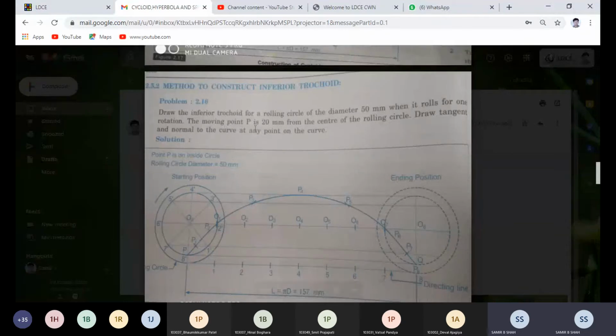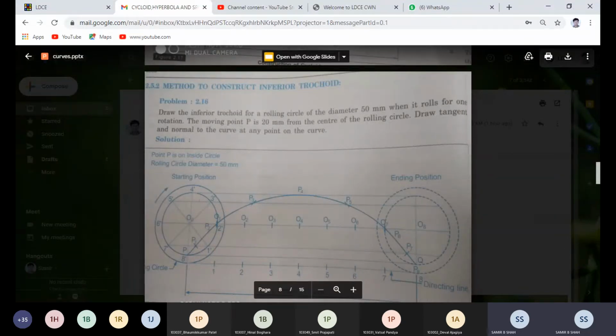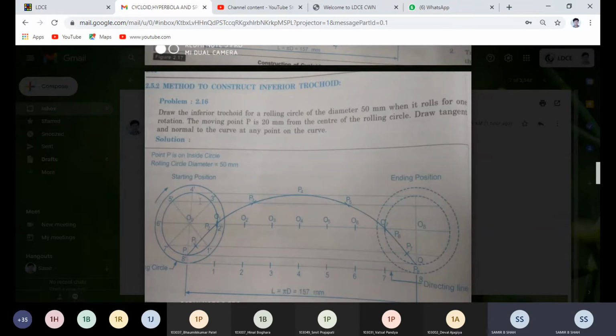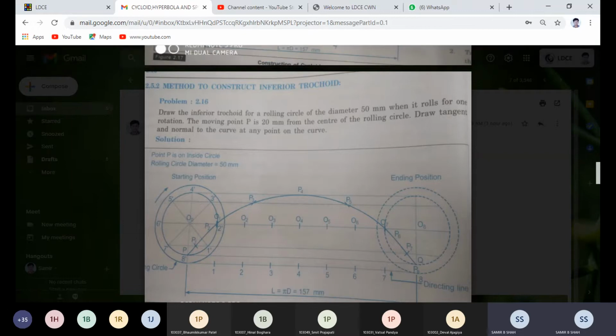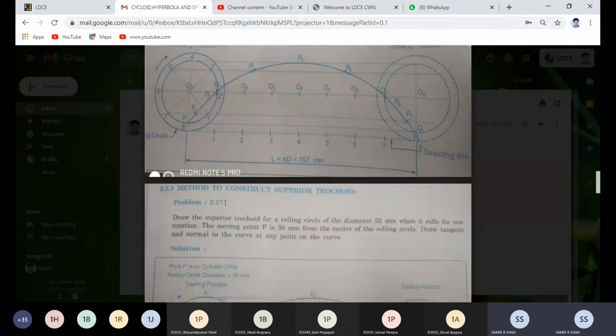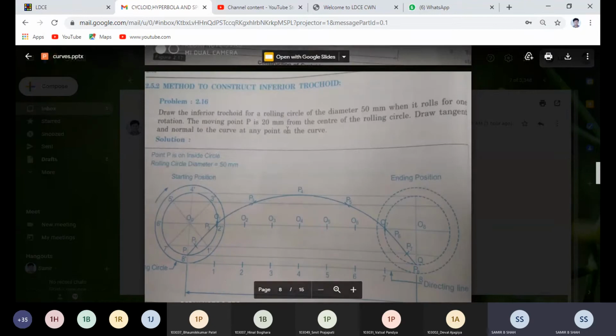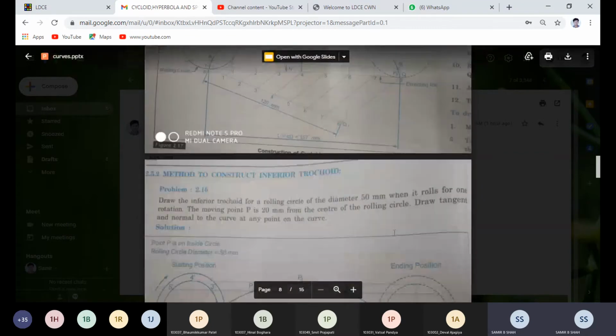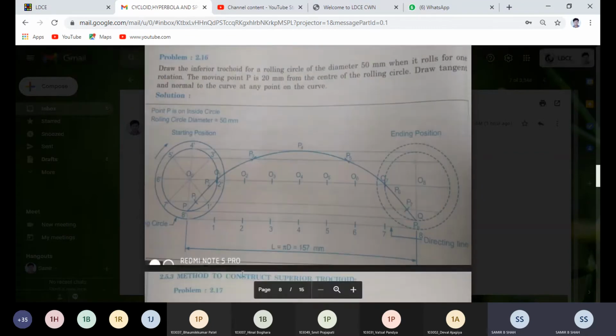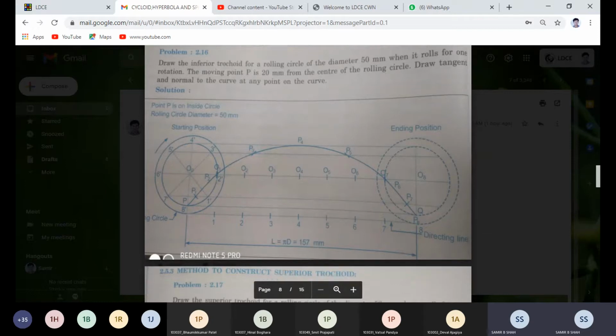It rolls one rotation. The moving point P is 20 mm from the center of the rolling circle. Okay, so we have to draw another circle whose diameter is 40 mm. So we get another circle, and we have to generate using the same method, but pi d is equal to 50 mm. That you have to remember. And you have to finish your inferior trochoid with the same method which was completed in the previous method, with reference to the inner circle.